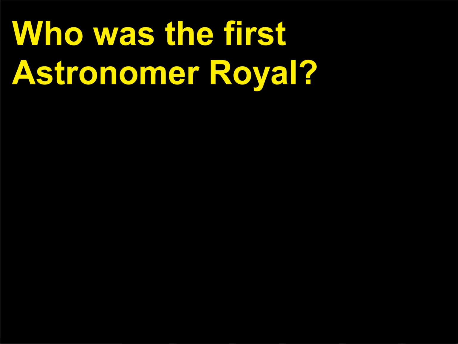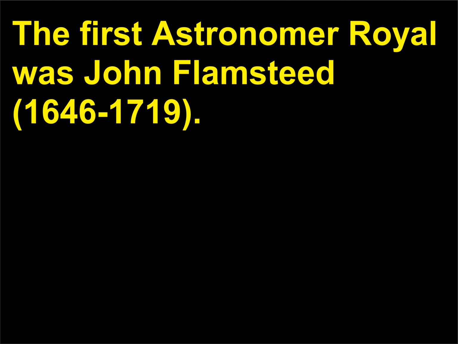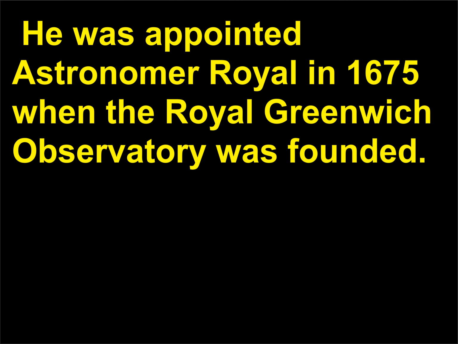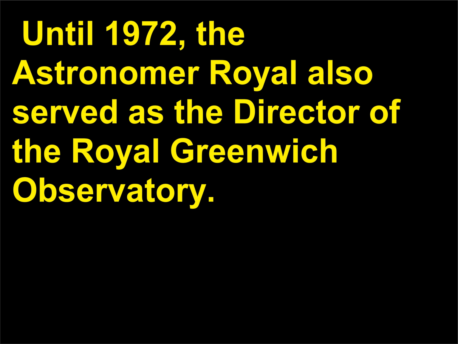Who was the first astronomer royal? The first astronomer royal was John Flamsteed, 1646 to 1719. He was appointed astronomer royal in 1675 when the Royal Greenwich Observatory was founded. Until 1972, the astronomer royal also served as the director of the Royal Greenwich Observatory.